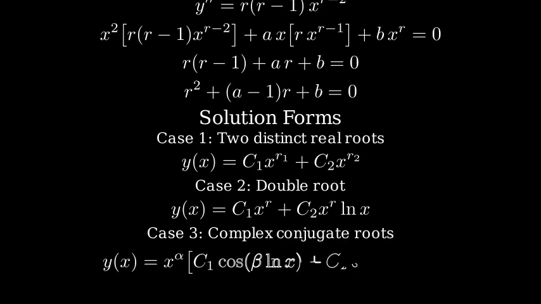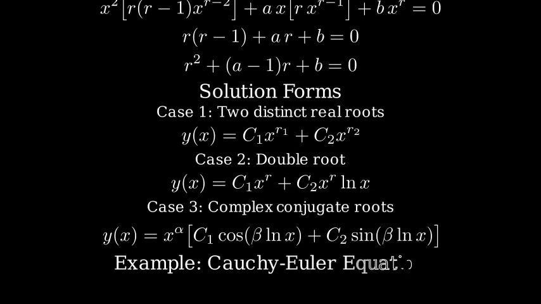Third, if we have complex conjugate roots, alpha plus or minus i beta, then the general solution is y equals x to the power of alpha times the quantity c1 times cosine of beta times natural log of x plus c2 times sine of beta times natural log of x. Let's work through an example.